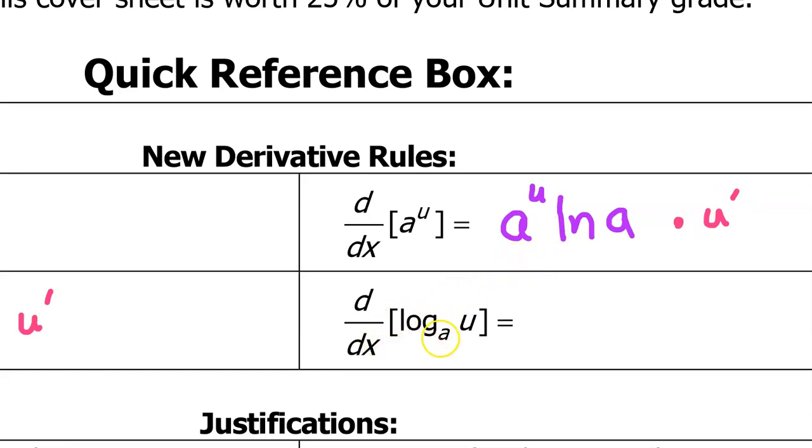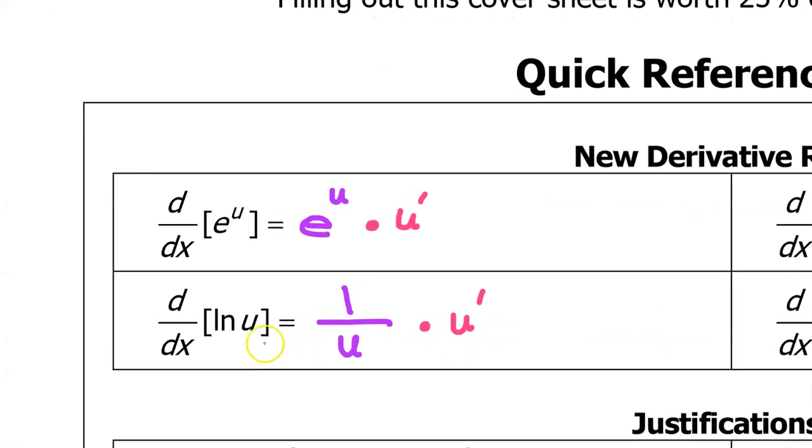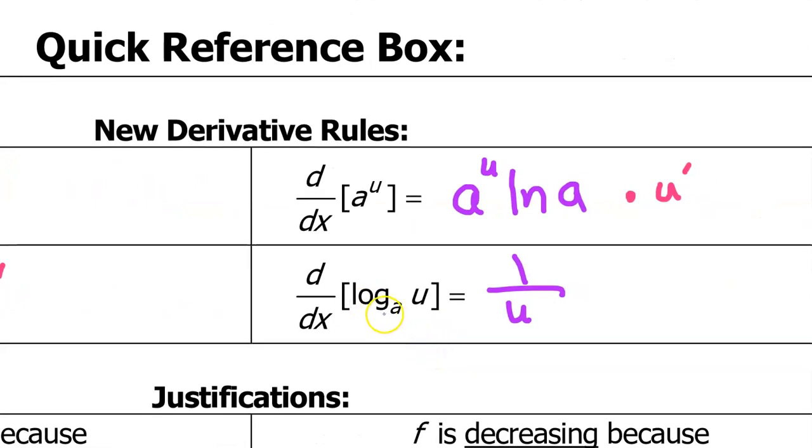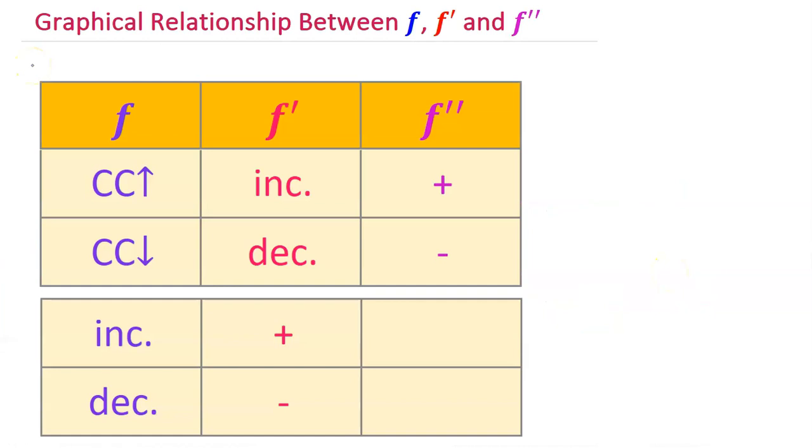Now, the derivative of log base a of u is going to be 1 over u. Remember when we had the derivative of natural log and it was 1 over u? Well, the derivative of a regular log is still 1 over u, but we're going to need this extra modification where we have the natural log of a also in the denominator. And because this is a u and not an x, we need to do the chain rule and multiply by u prime.